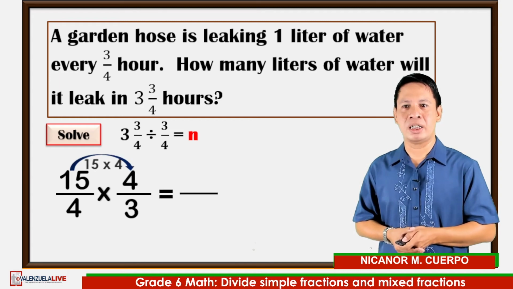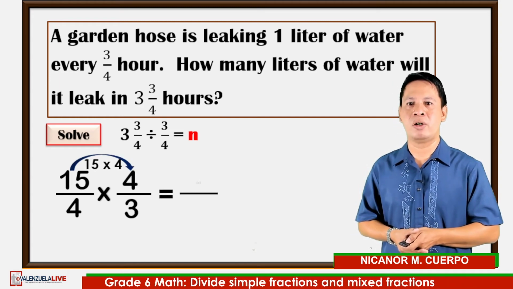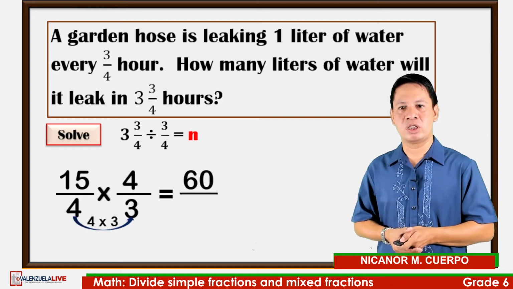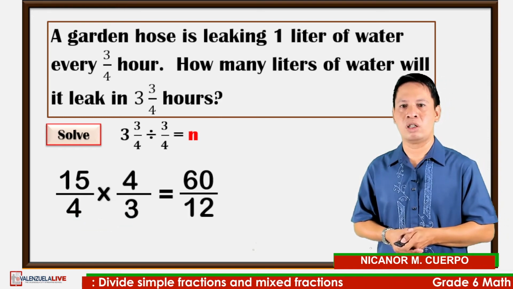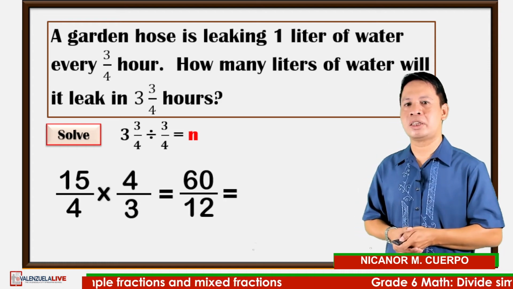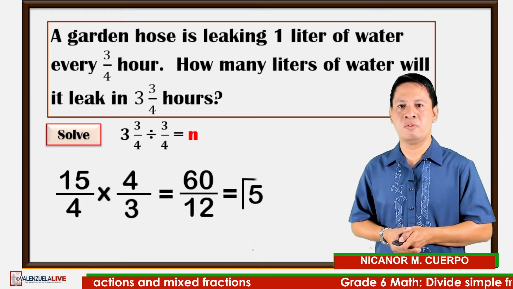Then multiply the numerators. 15 times 4 equals 60. Then multiply the denominators. 4 times 3 equals 12. Then express your answer in lowest term. So 60 divided by 12 will give you 5.